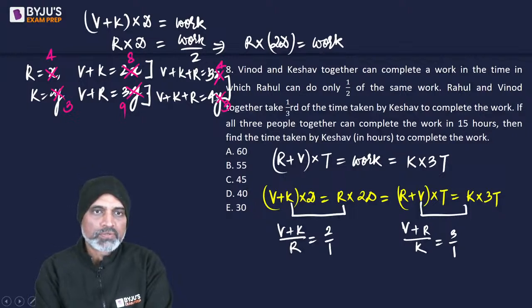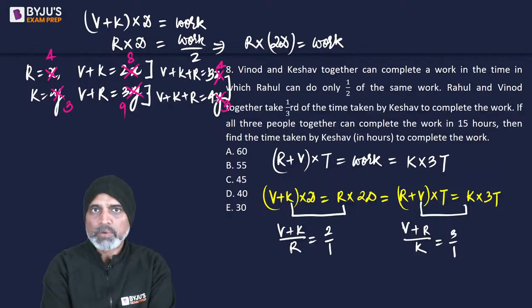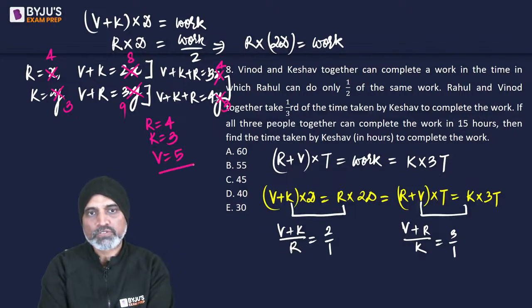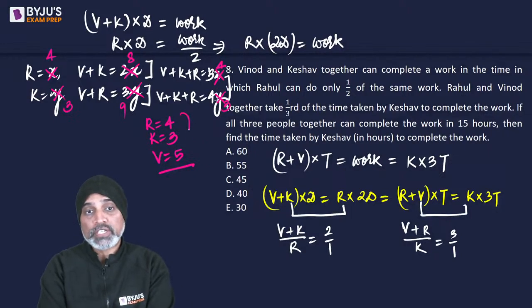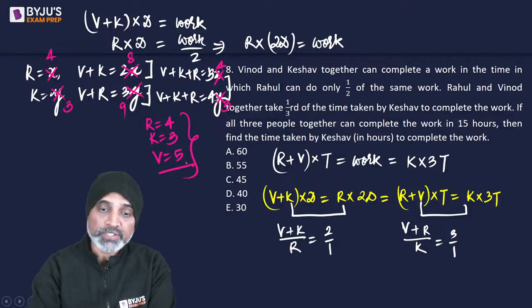Now if we solve, so R is equal to 4, K is equal to 3. So you can put R is equal to 4 or K is equal to 3. You will get the value of V is equal to 5. So these are the efficiencies, relative efficiencies.